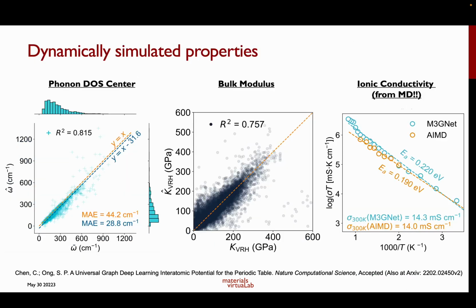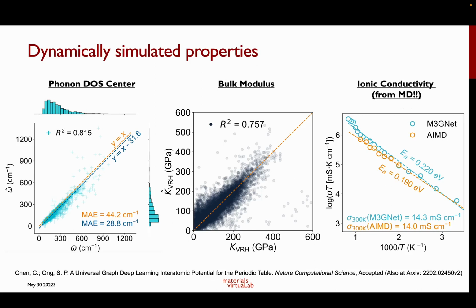But once we are able to build an interatomic potential, we are now able to perform dynamic simulations as well. So we can go beyond just simple energy predictions, right? So we can, for example, simulate the phonon density of states. And again, this is a prediction from our M3GNet potential against DFT calculations of the phonon density of states. And again, you can see that the accuracy is extremely good.